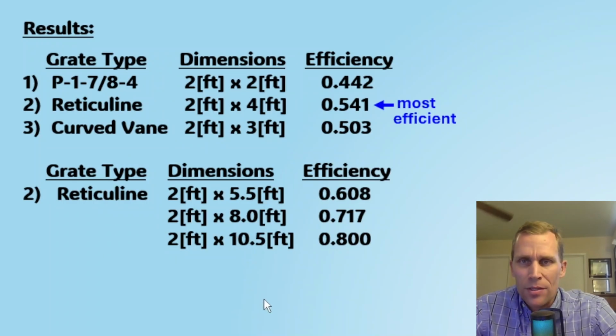All right, well, that's it for this exercise. We talked about inlet grate efficiencies. We compared 3 different grates and different sizes for their efficiency. And then the follow-up question asked us to determine the length of the winning grate to achieve these specified efficiencies.